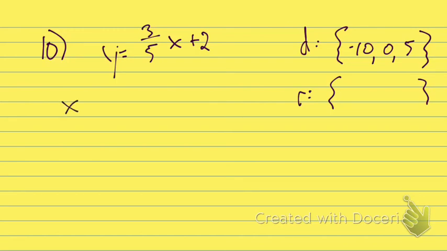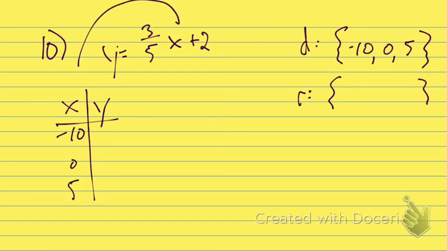To get my range, I like to mess with an XY table. Okay? I'm going to take my domain, put it into my function, pump out an ordered pair. So when I pump in a negative 10, I like to write it as a negative 10 over 1. These cross simplify. That's why negative 10 is a good choice for a domain here. 5 would become 1. Negative 10 would become negative 2. And I've got a negative 6 plus 2 for a negative 4 there.